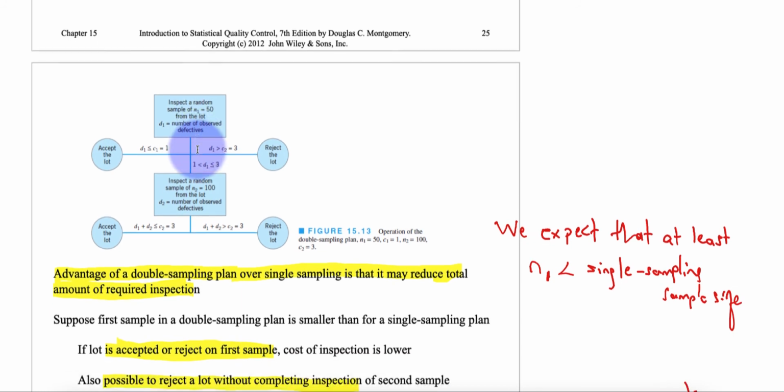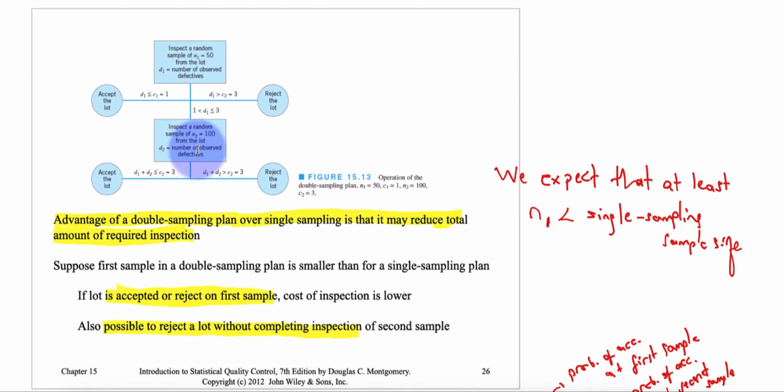If the number of defective units in the first sample is greater than the acceptance number of the second sample, we reject the lot at the first phase. But if it's lower than that C2 level but greater than the C1 level, we will continue to take the second sample. And the third option: if the number of defectives is lower than the C1 level, the acceptance level for the first sample, we will accept the lot.